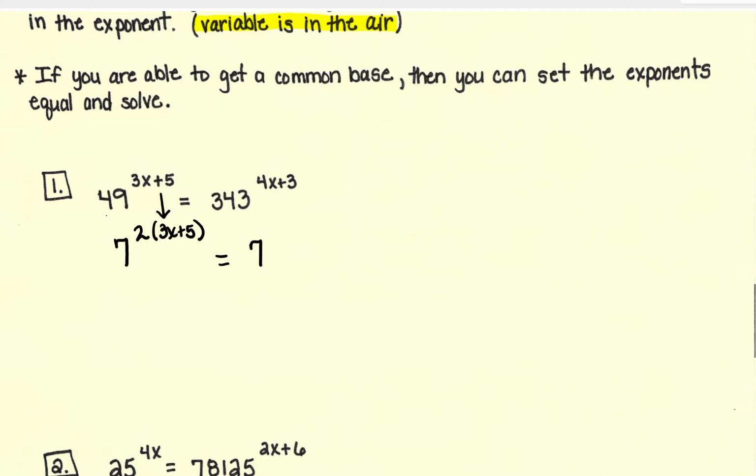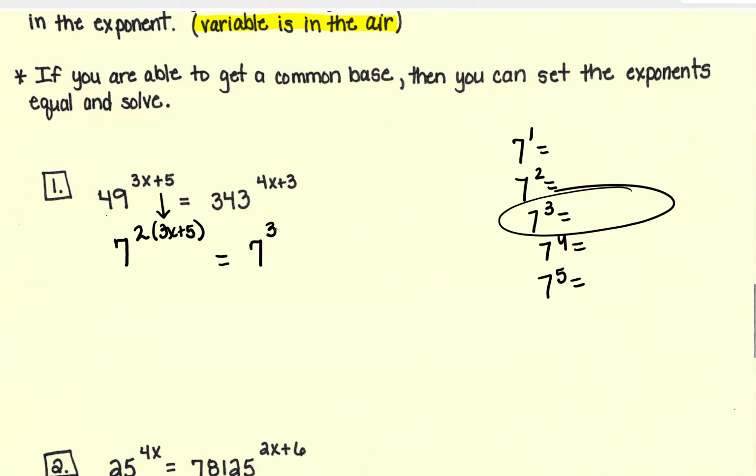Now that may not be something you know just off the top of your mind, so what I would do is go to your calculator, start playing with numbers: 7 to the first power, 7 to the second power, 7 to the third power, 7 to the fourth power, 7 to the fifth power, and on until you find your number. It's actually 7 to the third power. And then bring down your 4x plus 3. Now that you have the same base, drop those bases and set your exponents equal to each other and solve.